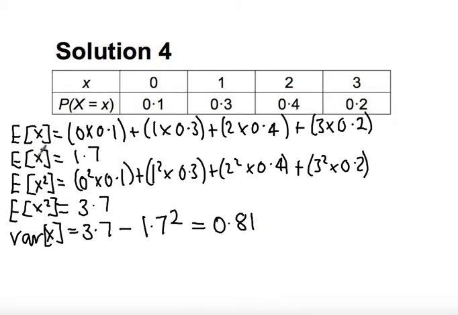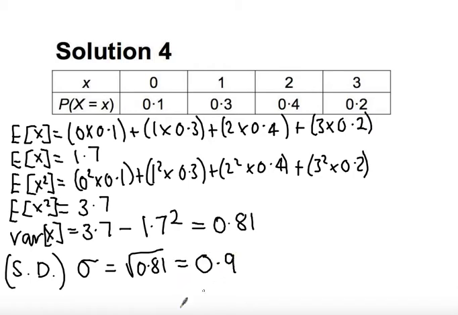So I've now got my expectation of x, I've got my expectation of x squared, I've got a variance, and finally I want my standard deviation, which really I'm going to put in brackets because I should use sigma. That's equal to the square root of the variance, so square root of 0.81, which gives me 0.9.